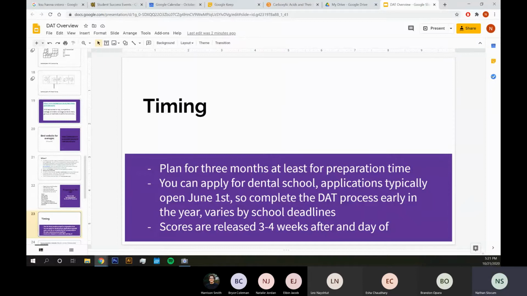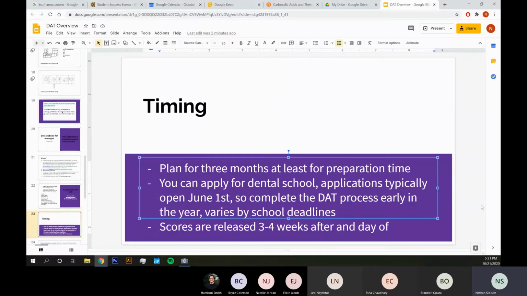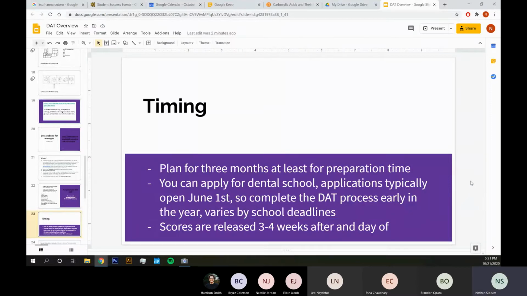Yeah, June 1st. So complete early in the process because you always want to give yourself that June 1st advantage. Because with things so tight, you want to give yourself every advantage possible. And applying, putting everything in on June 1st, at least the general application. Supplementals come out later. That's very useful. So scores are at least 3-4 weeks after.